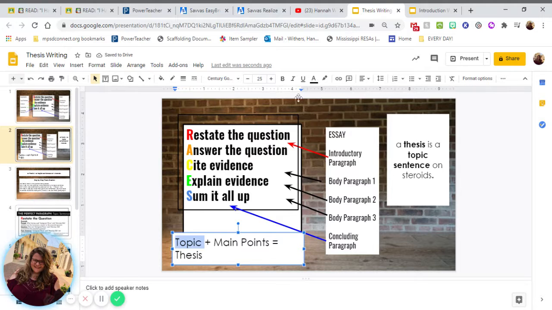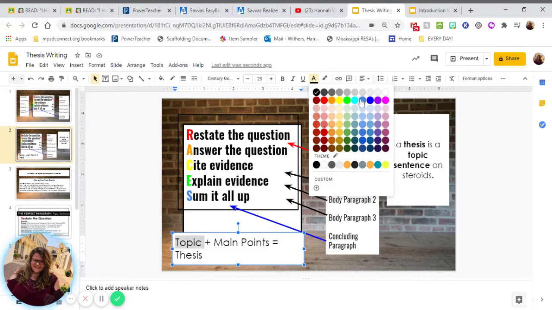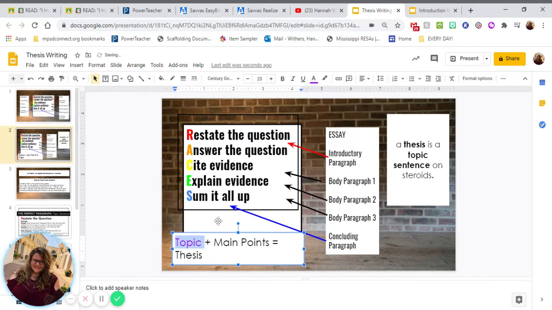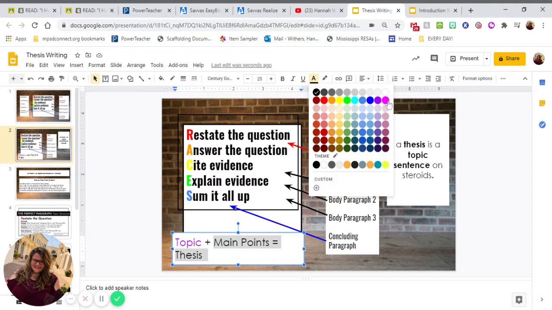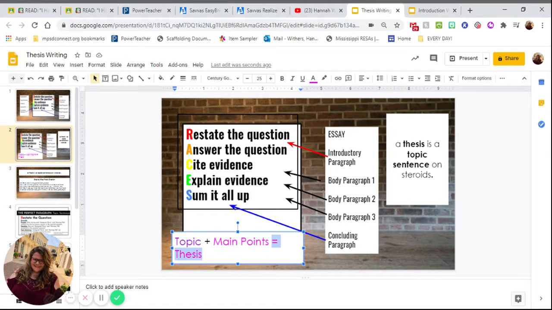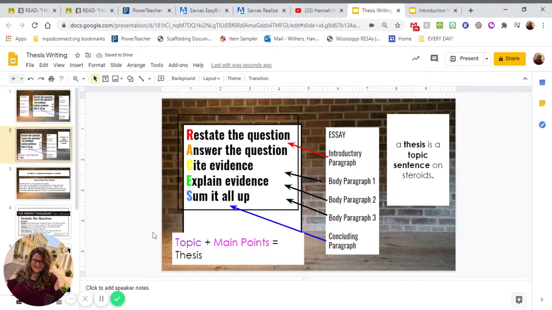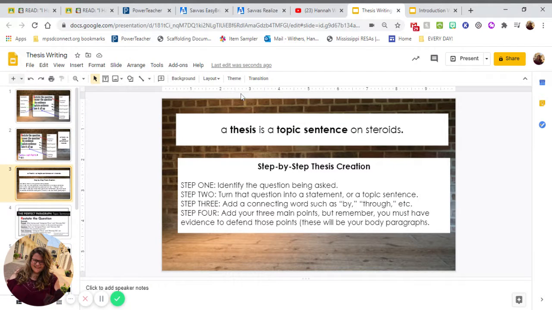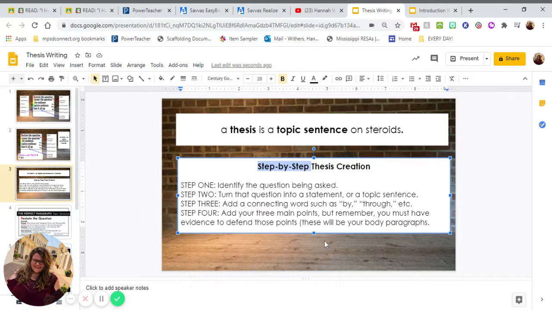And you know, Miss Withers, I like to color code things. So I'm going to do, let's do purple, and then we'll do, I'm not even sure what color, magenta. We'll do that. All right, so topic plus our main points equals our thesis. That's what we're doing here. And I know that's a very abstract sort of idea, but we're going to practice it. Okay, so a thesis is a topic sentence on steroids, and then I give you sort of a step-by-step idea of how to create one.